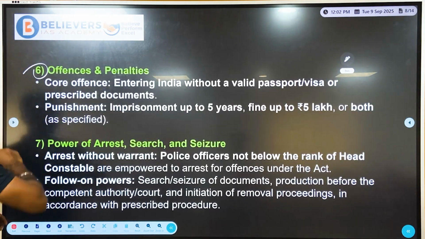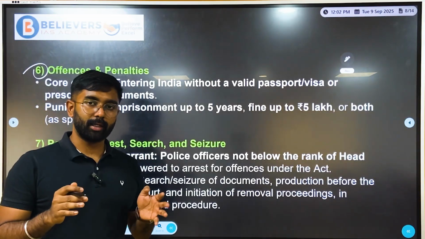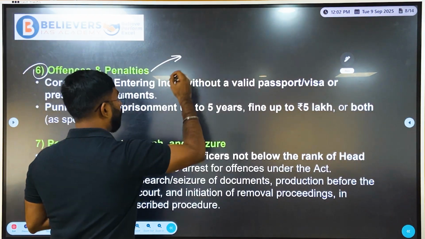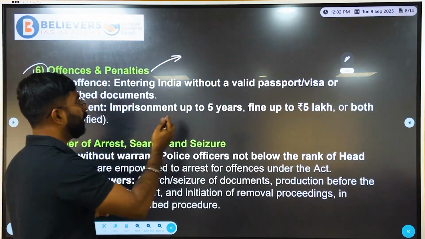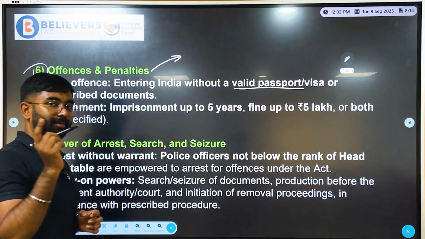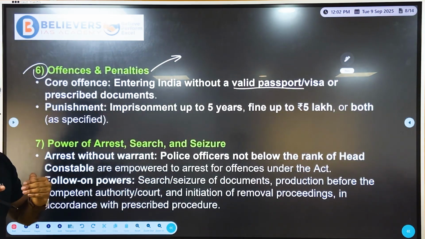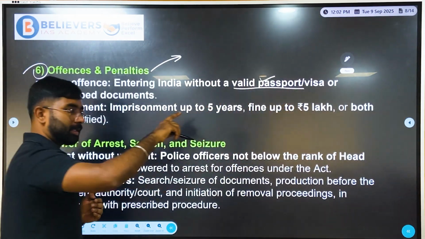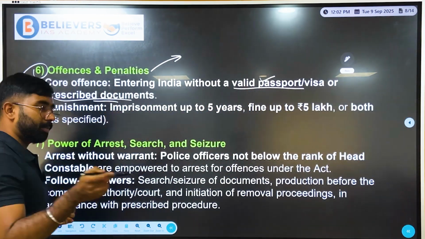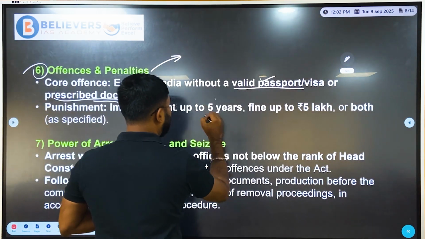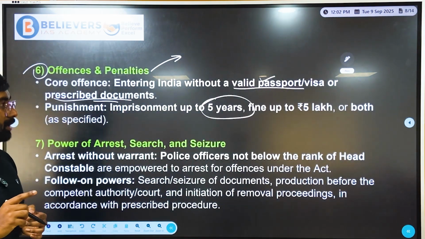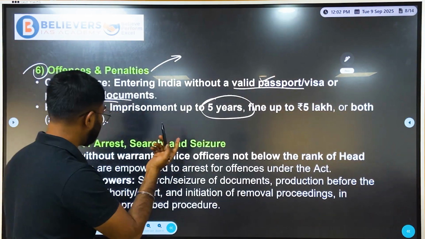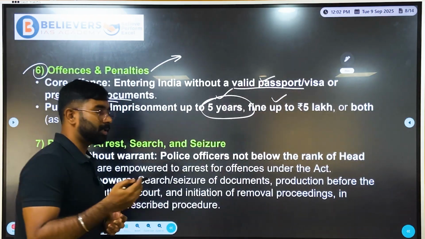Then it talks about the offenses and penalties also. Earlier, of course, it was defined, but now it clearly states that a foreigner entering India without a valid passport or a visa, or a prescribed document by the government of India, will invite up to 5 years of imprisonment and also a fine up to 5 lakh rupees, and even, in certain circumstances, both 5 years imprisonment and 5 lakh fine.